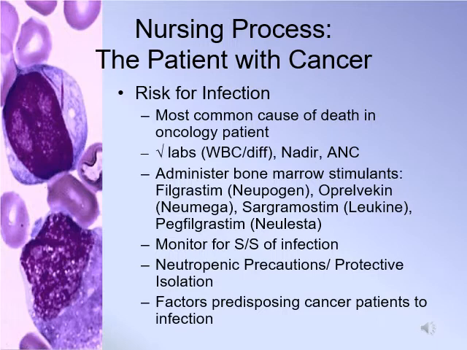Obviously, we're going to be monitoring for signs of infection: fevers, vital signs, other non-specific signs, especially for our elderly, confusion, change in LOC. Neutropenic precautions, which we'll be talking about again, protective isolation. These are all of the things we are doing to protect the patient from any risk of infection that we might have and or visitors, etc.